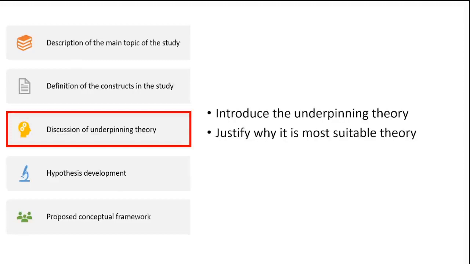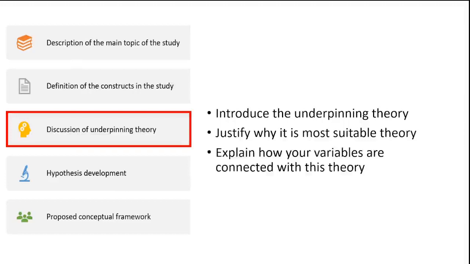Now, justify why the theory that you have selected is the most suitable theory to explain the relationship among the variables that you have. For example, if you're talking about purchase intention, there can be several theories that can go along with it. There can be TPB, there can be TRA, that is theory of reasoned action, and there can be consumer value theory. There can be many other theories that can explain the relationship, but why did you choose this one particular theory? You have to justify that within this area.